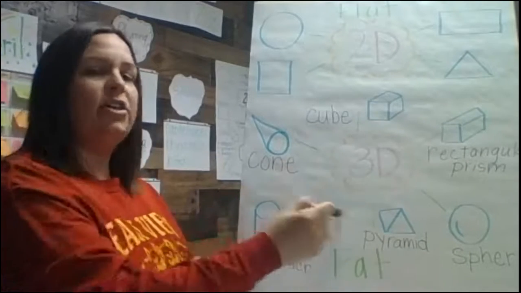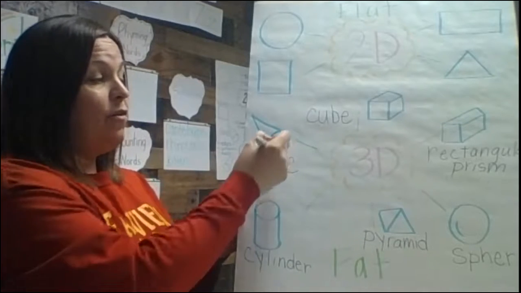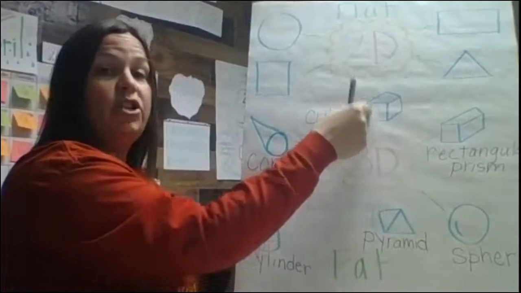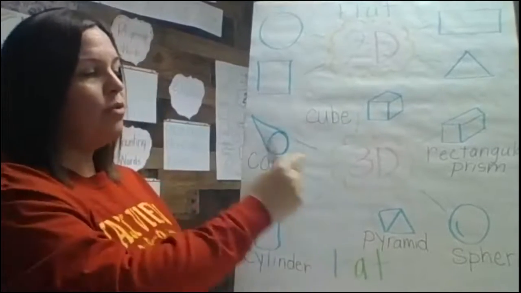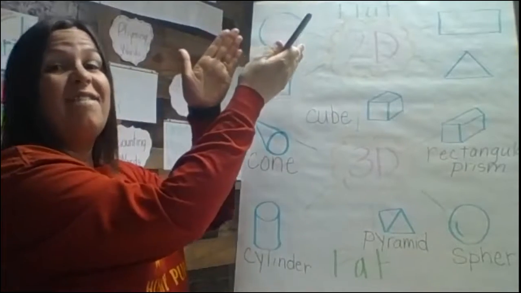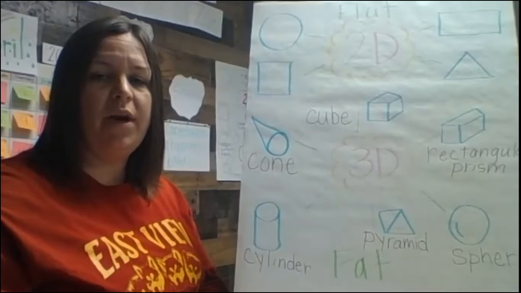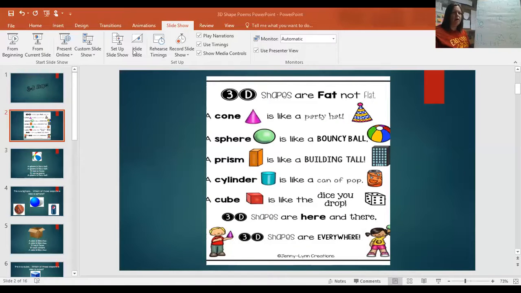And on the 3D shapes, we notice that they are solid. And they might have faces. So these would be faces. They have edges. And they have corners or vertices. And those are 3-dimensional shapes. So remember, they are not flat, they are fat. And I'm going to share with you a screen here, and it's going to tell us just that. It's a little poem that goes along with our thing.